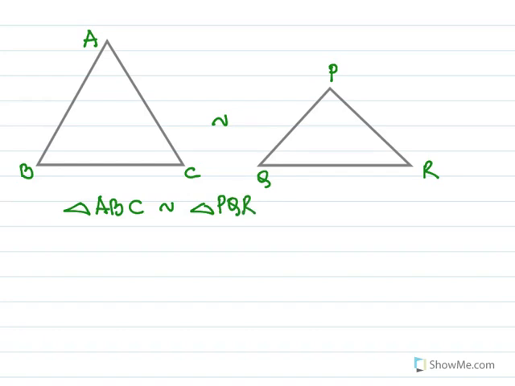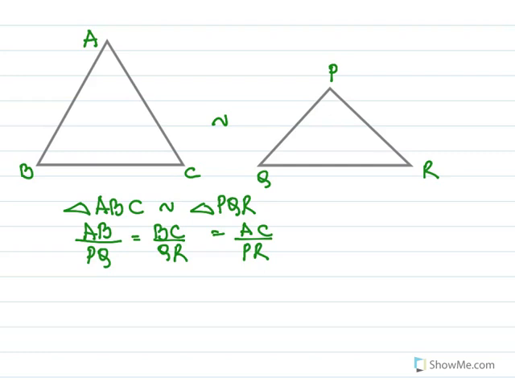If the triangles are similar, their corresponding sides are proportional, which means AB over PQ will be equal to BC over QR and will be equal to AC over PR. This is the property of similar triangles. If triangles are similar, their sides are proportional. But here we are going to learn yet another property.